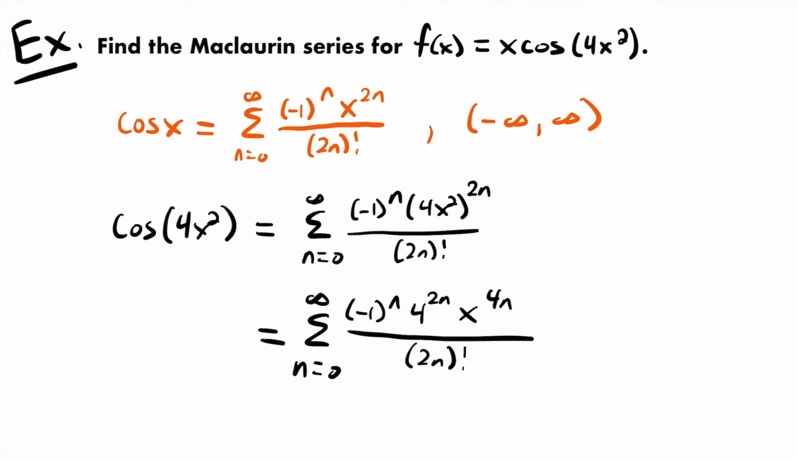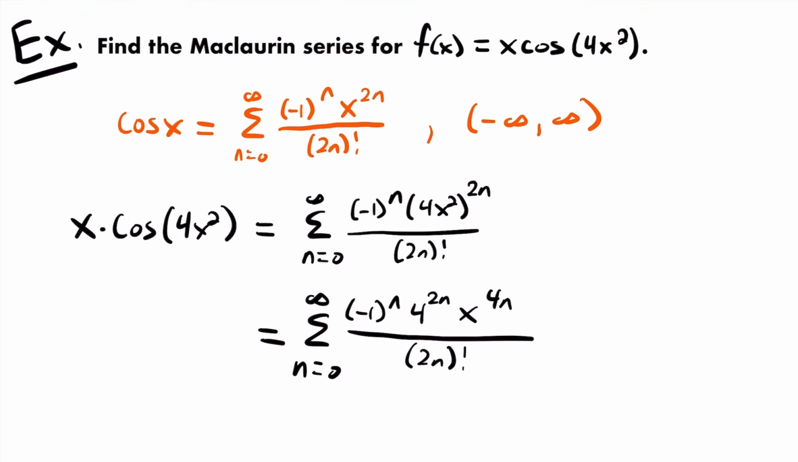This power series right here, or this Maclaurin series, represents cosine of 4x squared. But that's not quite the function that we have, right? We also have this x out front, and so this is actually really easy to account for. All we have to do is multiply our power series by x, right? So if we multiply x by cosine of 4x squared, we'll just multiply this power series by x, and that x will just be combined with this x to the power of 4n. The exponents will be added.